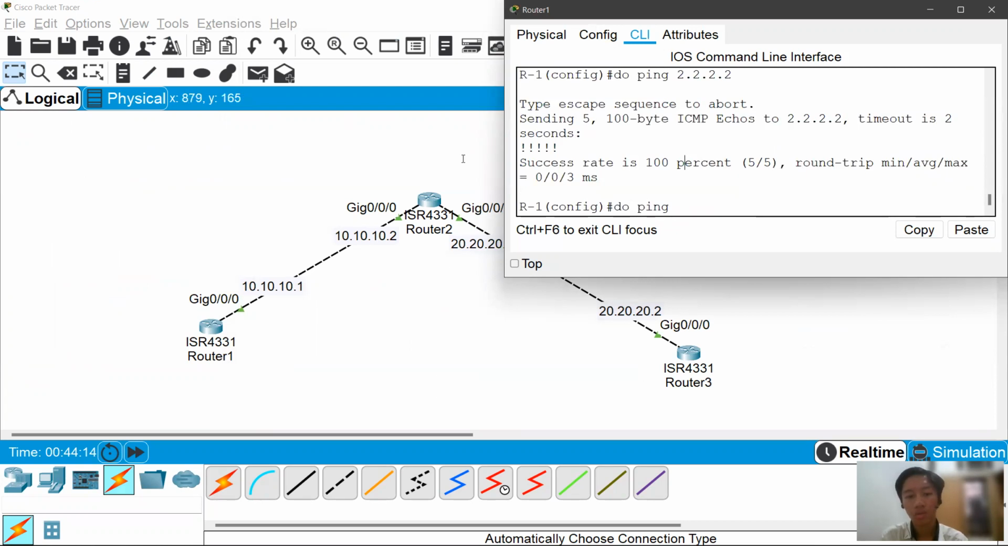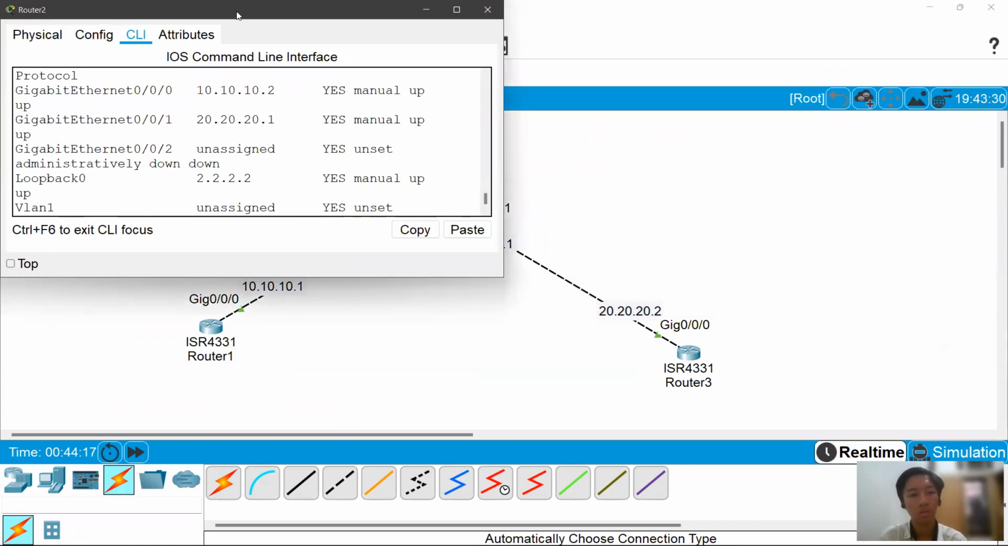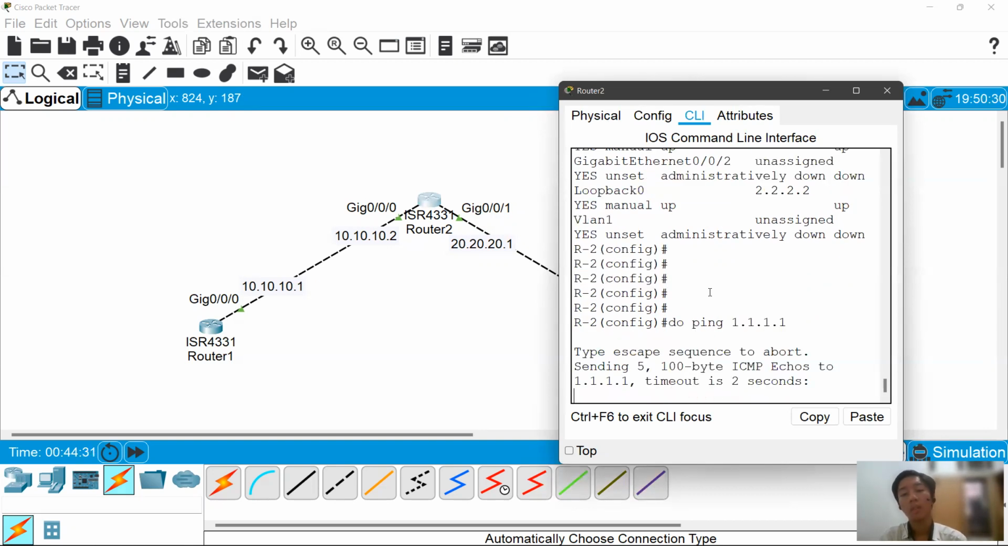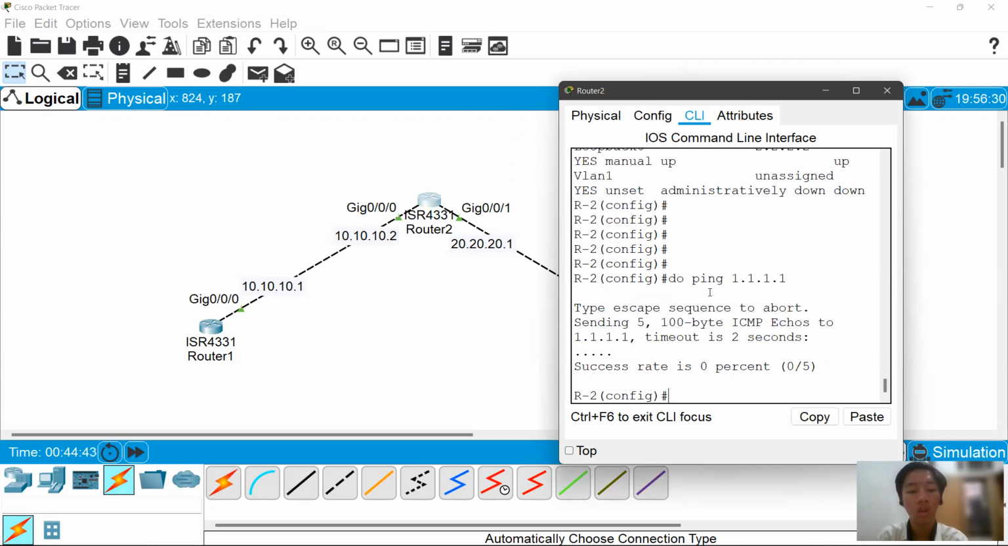Now, in router 2, if router 2 wants to ping router 1's loopback, it cannot, because router 2 doesn't know the loopback network of router 1. Router 1 already knows the loopback of router 2 and router 3, but router 2 doesn't know the loopback network in router 1.